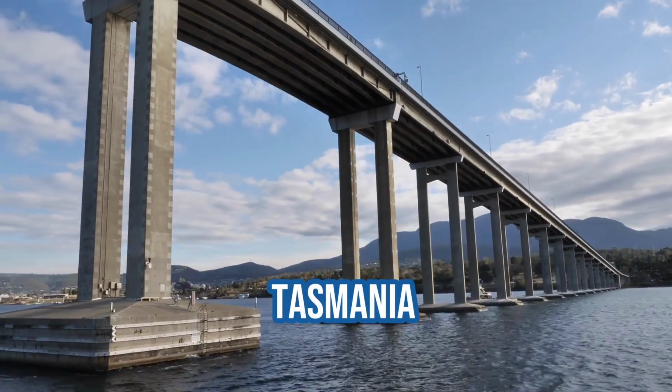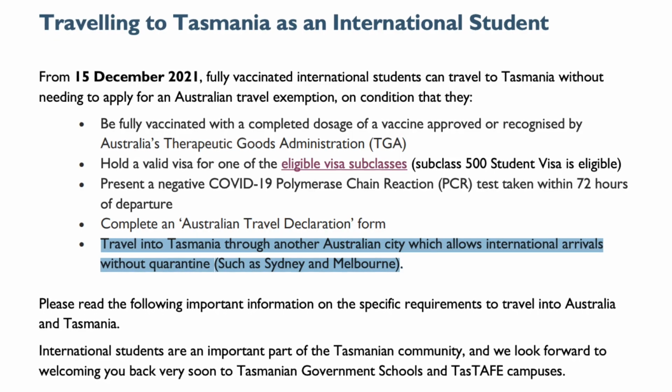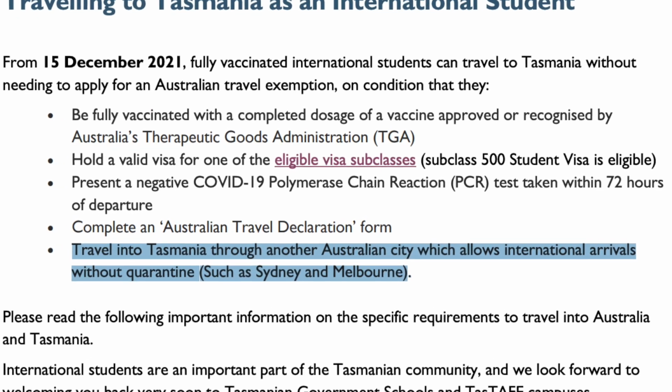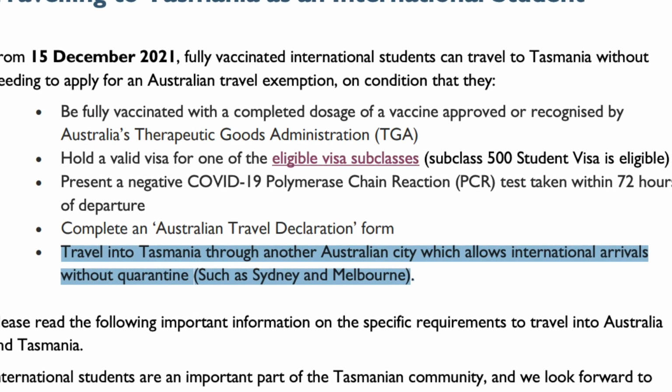The next state is Tasmania. Students can enter into Tasmania from 15th of December as well. But there is a very specific condition that you must come through New South Wales or Victoria when entering into Tasmania. You cannot enter into Tasmania directly at the moment as an international student. You need to transit through either of these states. However, there are no specific requirements for quarantining when you're entering Tasmania from New South Wales or Victoria.